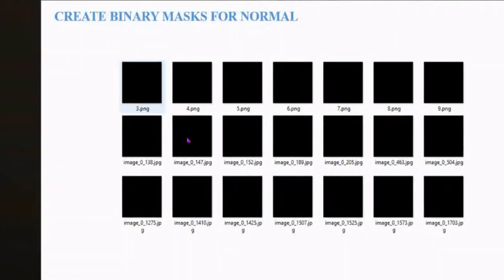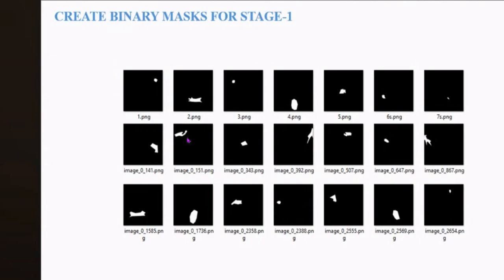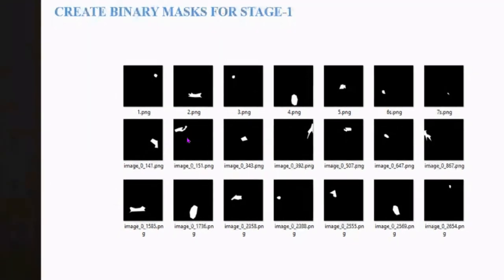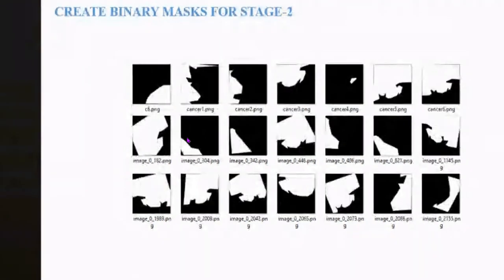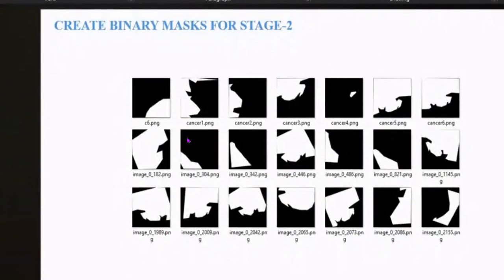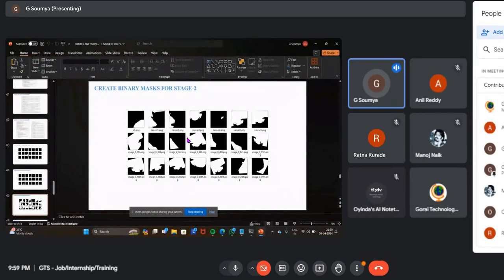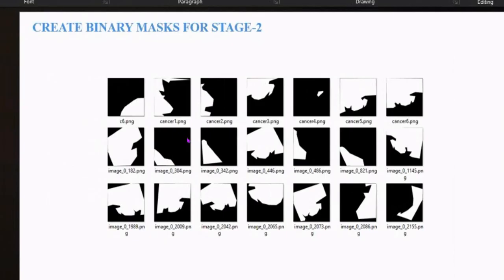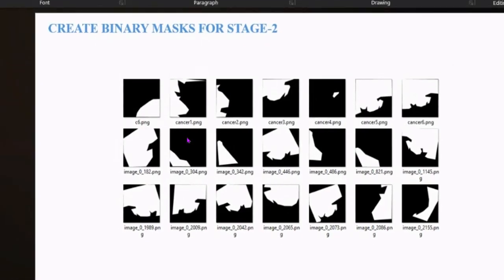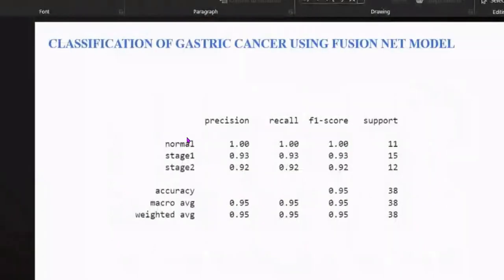Completely black images are normal. Coming to stage one, if the white percentage area is less than 30%, the cancer is at stage one, and greater than 30% means it is at stage two. So the main theme of this project is to detect the cancer as early as possible, so we can diagnose the patient, sir. So this is the final theme of my project, sir.